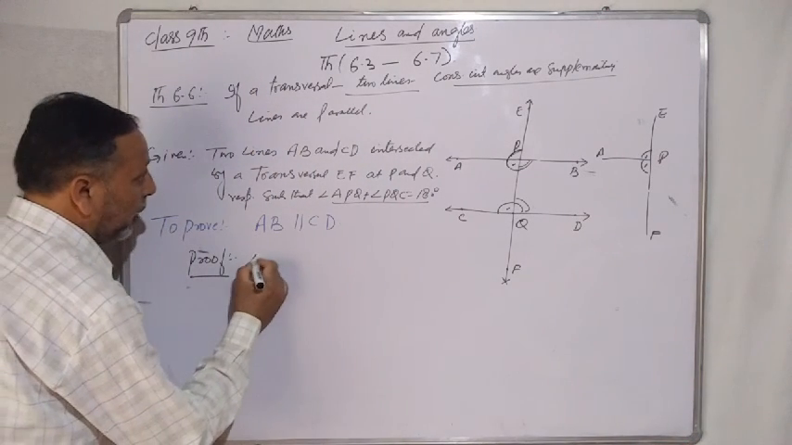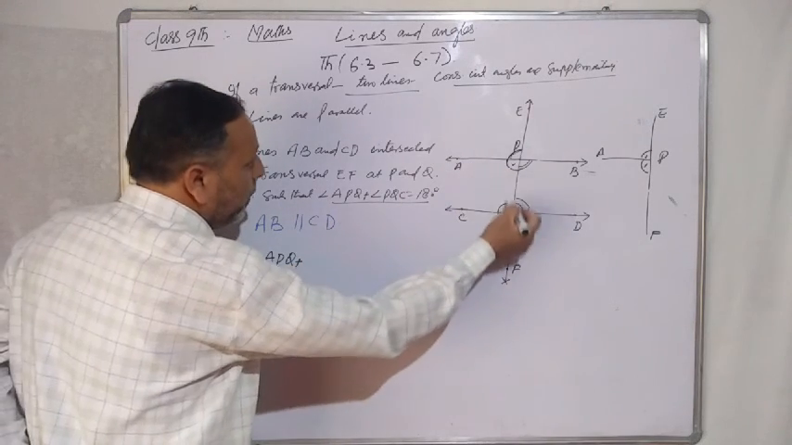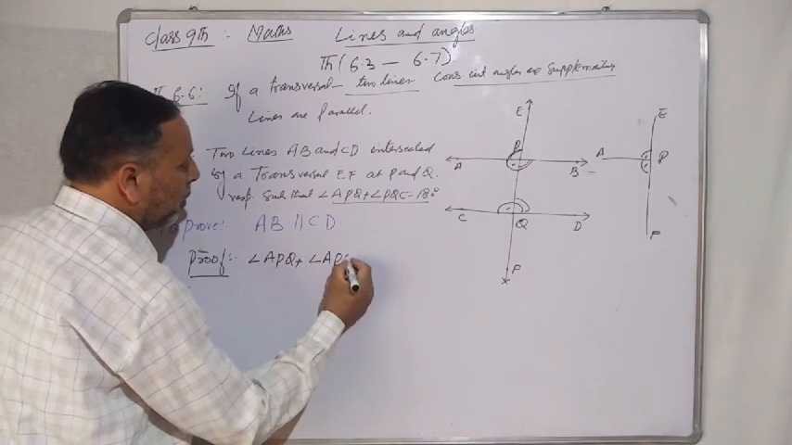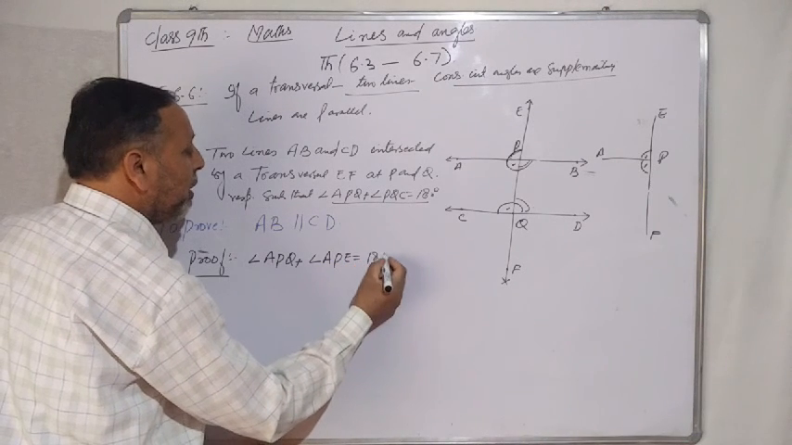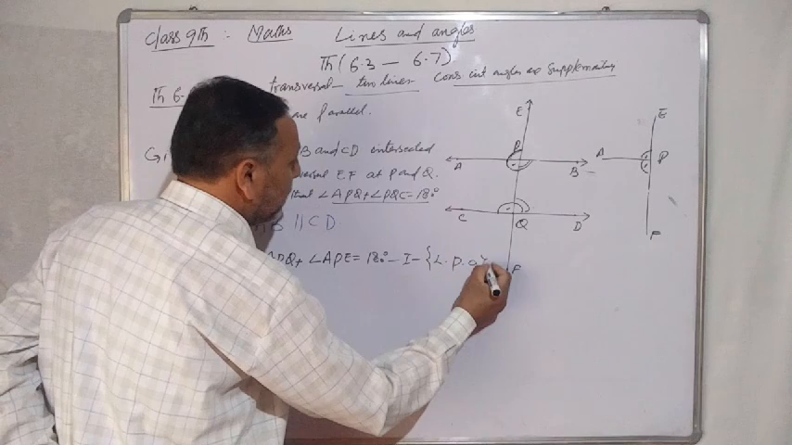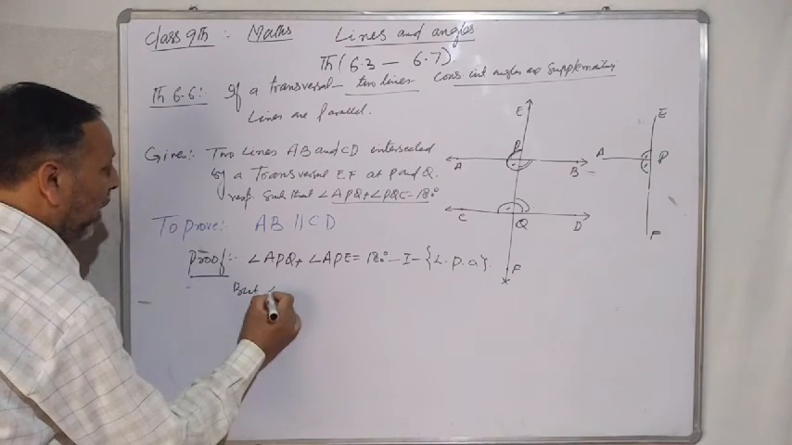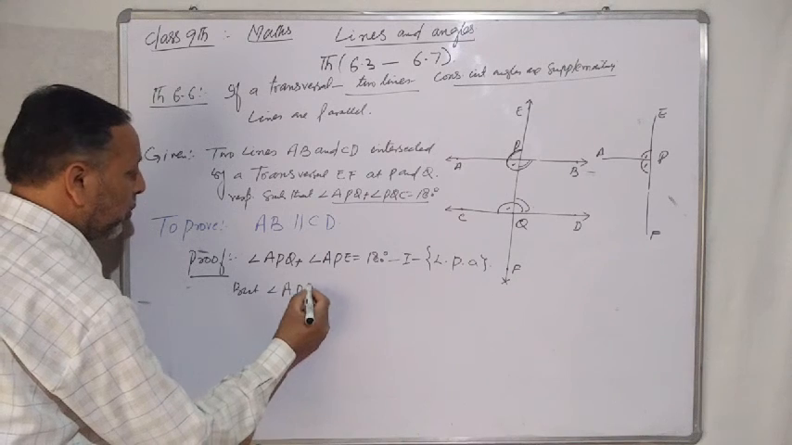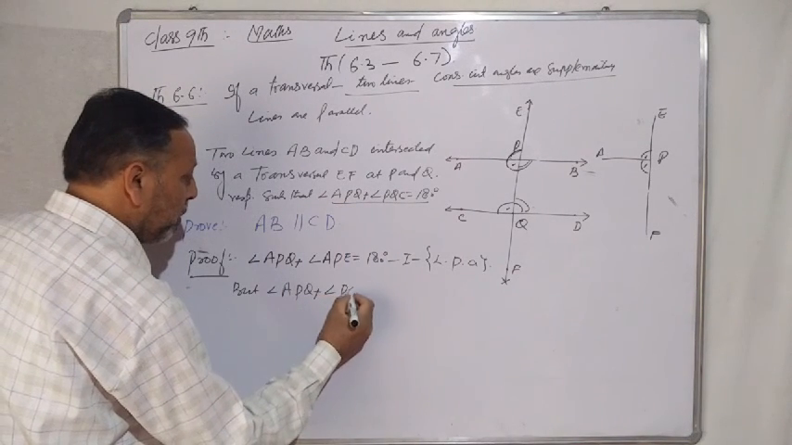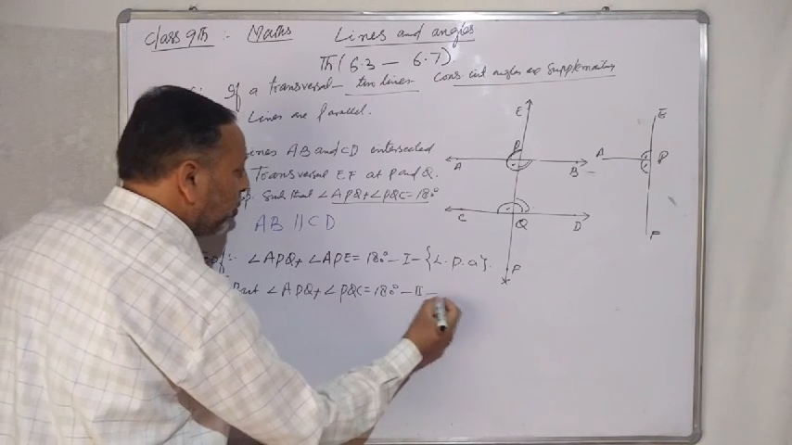We have angle APQ plus angle APE equal to 180 degrees. You keep this first. These are linear pairs of angles. But angle APQ plus angle PQC is also equal to 180 degrees. You keep this as second.